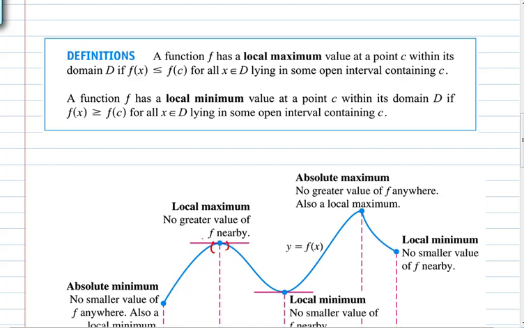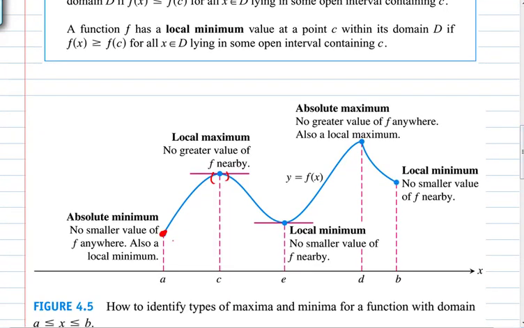Okay? This point right here would be an absolute minimum, because it's actually the lowest point on the graph. So we have an absolute minimum at A. We have a local maximum because it's not the highest. We have a local maximum at C. We have a local minimum at E. We have an absolute maximum at D because this is actually the absolutely highest value on the function.